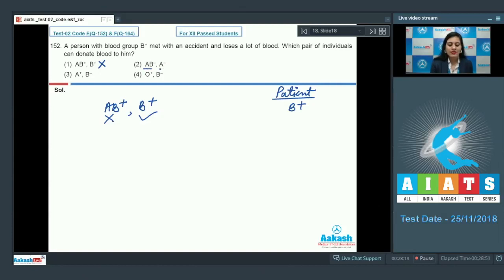Our second option is AB negative and A negative, and both these donors cannot donate blood to the patient. The third option given is A positive and B negative. So B negative can donate blood to this B positive patient, but A positive cannot donate blood to this patient. So this is an incorrect option. Our last option given is O positive and B negative. O positive can donate blood to this patient as well as B negative also can donate blood to this patient, because O blood group is considered as a universal donor, in that too O negative. But yes, O positive can also donate its blood to this patient with a blood group B positive. So the correct answer for this question is option number 4.